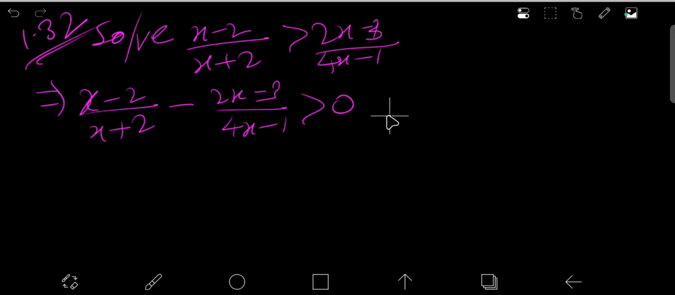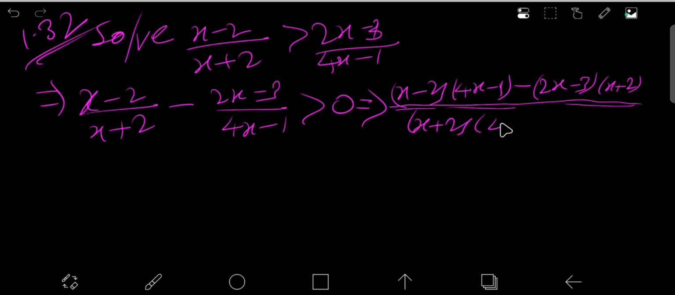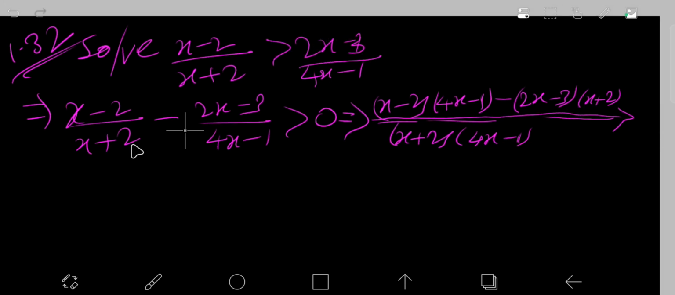Now we take the LCM here. So this gives this type: (x minus 2) into (4x minus 1) minus, here is negative, right, (2x minus 3) into (x plus 2), and the whole divided by the LCM, which is (x plus 2) and (4x minus 1), and this term is greater than 0.